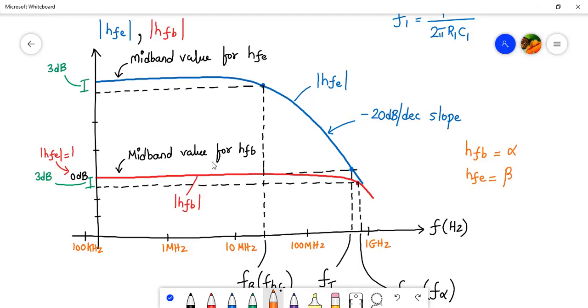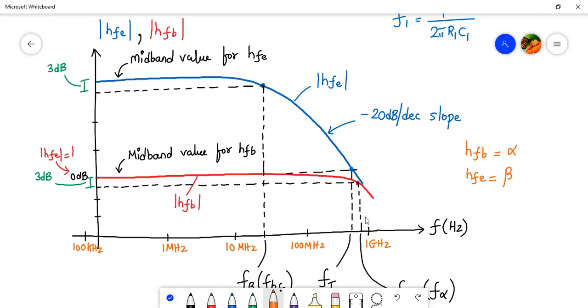So if we plot the same HFE plot also on the same graph, what do we get? Whenever your common emitter current gain becomes unity, you can define over here that the current gain becomes 1. That means 0 dB, right? So this value over here is called the midband value for HFB, right? This is the plot, the red color plot is for mod of HFB, right?